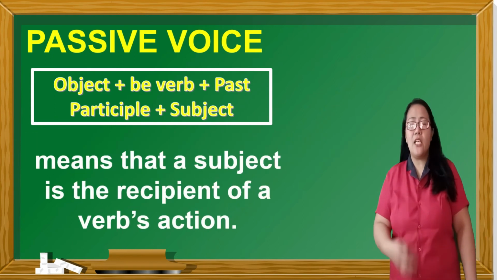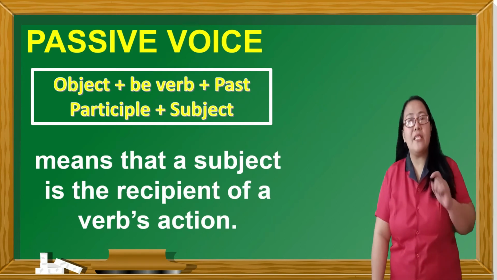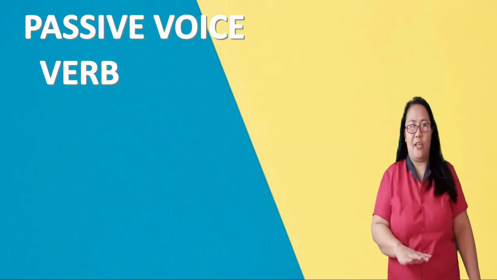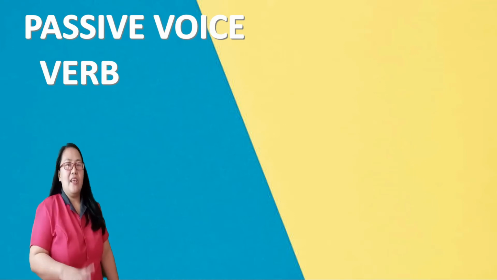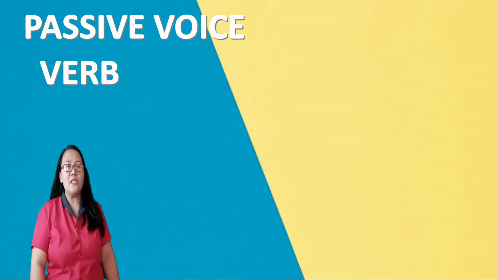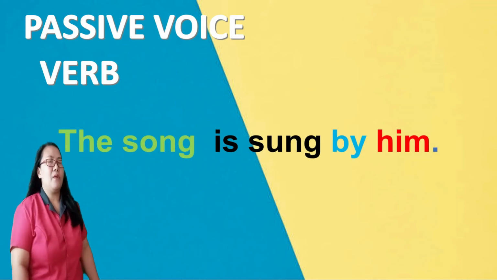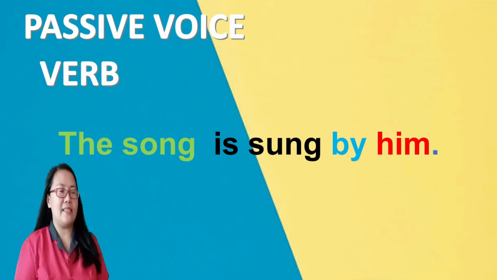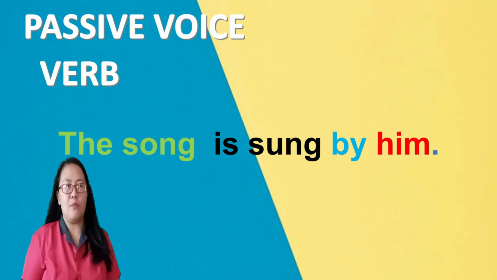This means that a subject is the recipient of a verb's action. This time, the subject is the receiver of the action. Typically, we use by before the subject. Let's take a look at the verb in passive voice. When you write a passive voice statement, your be verb should be followed by a past participle verb. Like in this example, the song is sung by him. S-U-N-G is the past participle of the verb sing. So remember, in passive voice, your verb should be in past participle.